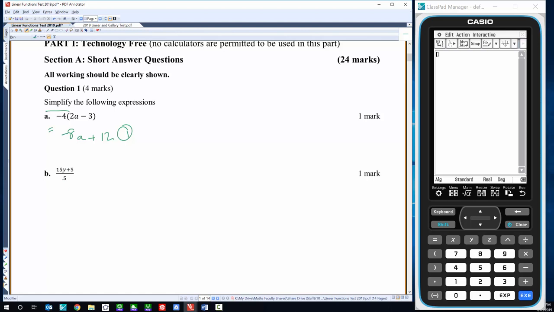For this one here, a lot of you guys just cancelled the 5s out and let it be 1 or 15y plus 1. But remember, what you want to do is attempt to take out a common factor off the numerator. So we're going to rewrite this as 5(3y plus 1) over 5. And note, you've got the product of terms here in the numerator. That means now you can cancel off the 5s. That means the answer is 3y plus 1.